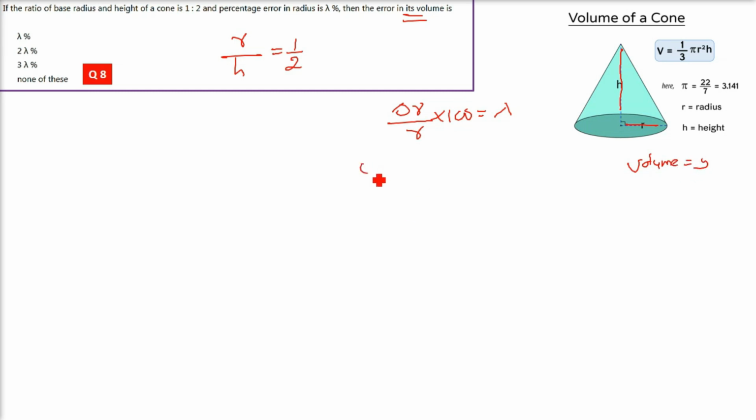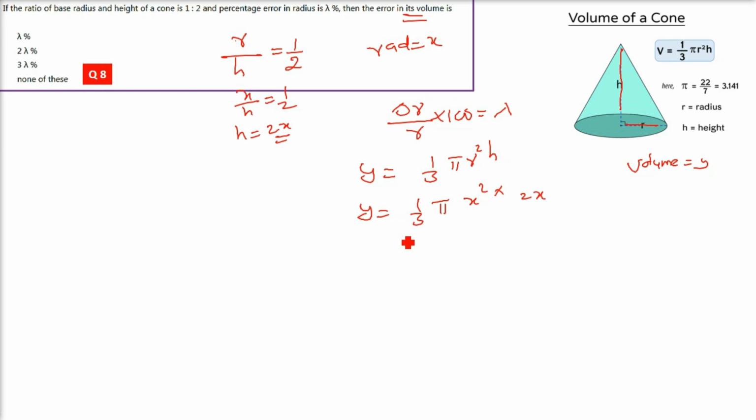Volume is 1 by 3 pi r square h. Let us call y as volume. So y equals 1 by 3 pi r square h. Better to regard radius as x, and when radius is x, what will h be in terms of x? Because we need to eliminate either r or h and have them in one term. So 1 by 3 pi, you have x square, and the height will be 2x. So you have pi by 3, the 2 coming here, 2 pi by 3, x square into x is going to be x cube.